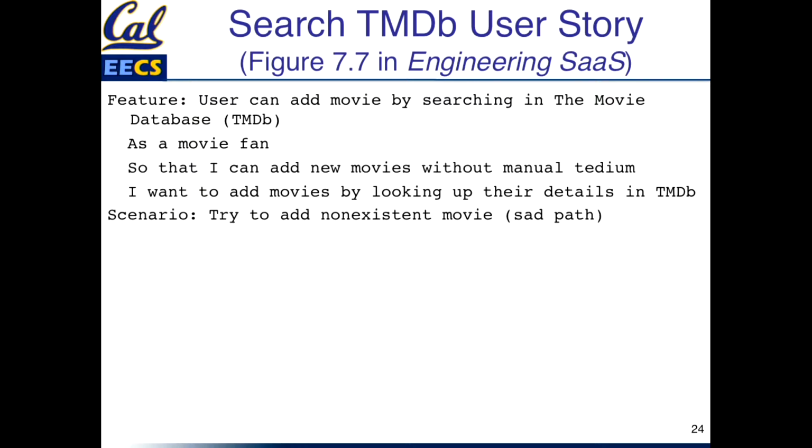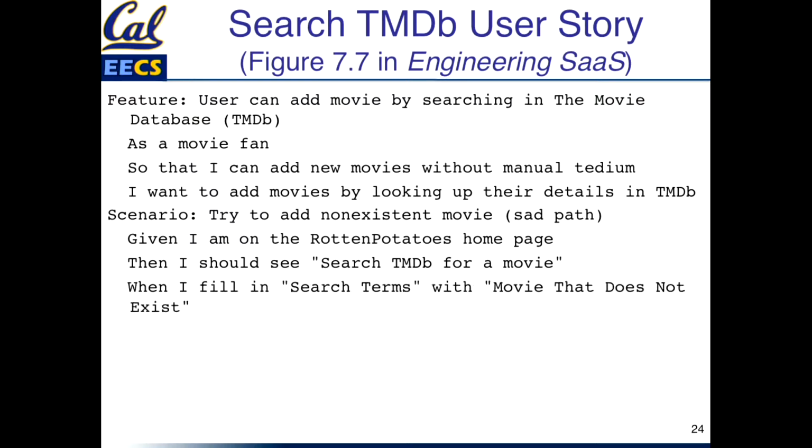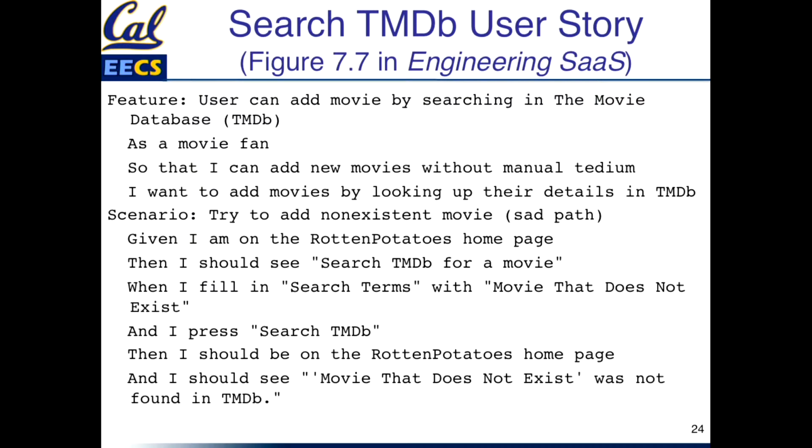So we're going to write down the sad path first. Let's try and add a movie that doesn't work. Given that I'm on the Rotten Potatoes homepage, then I should see search for the TMDB movie. When I fill in search terms, and we'll make up the name of the movie, the movie that does not exist. Hopefully there's no movie with that name. That would be a bad name for a movie probably. And then I press search TMDB. Then I should be on the Rotten Potatoes homepage, and I should see movie that does not exist was not found in the TMDB. Okay, so that's the sad path there.